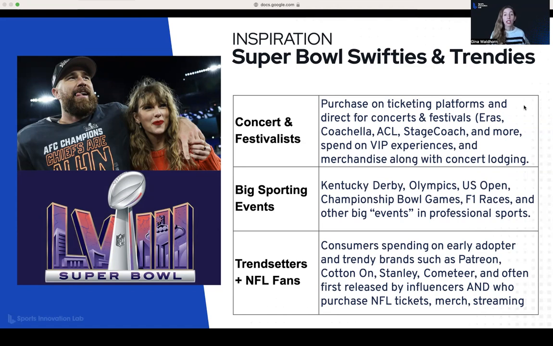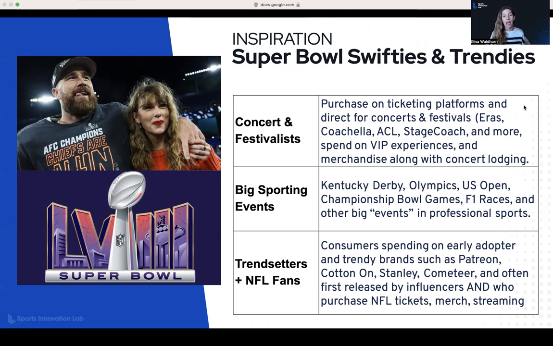We recommend something like our concerts and festivalist audiences, which are consumers who have purchased tickets to big concerts and festivals like the Eras Tour, like Coachella and more, or maybe spending on concert VIP experience or concert merch or lodging. And we can assign that addressable audience to your preferred platform and then allow you to reach those types of concerts and festivalists within your NFL and within your Super Bowl media buy to more accurately find those Swifties who are coming on board for the first time.